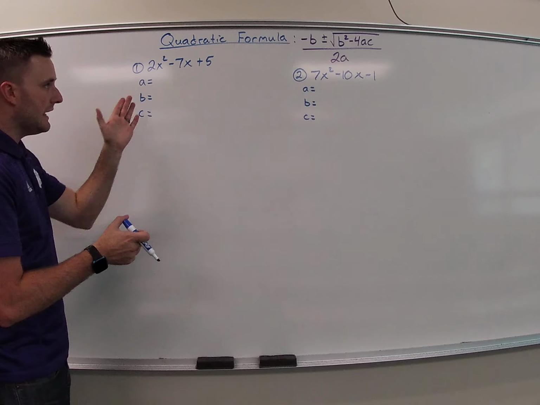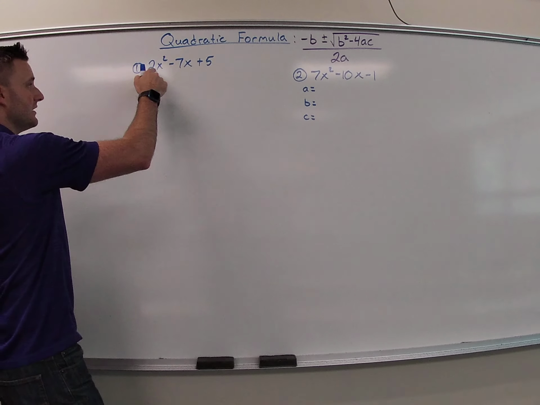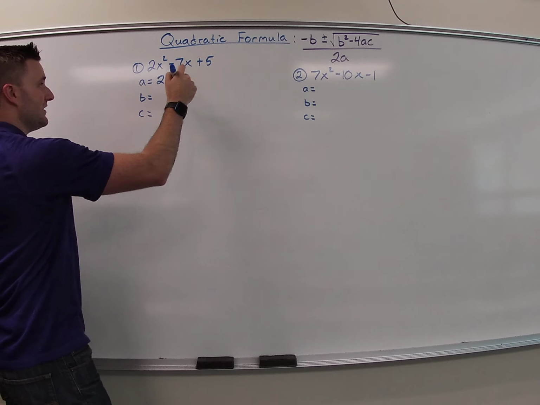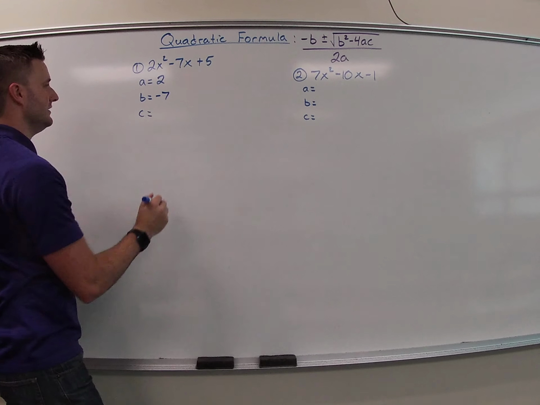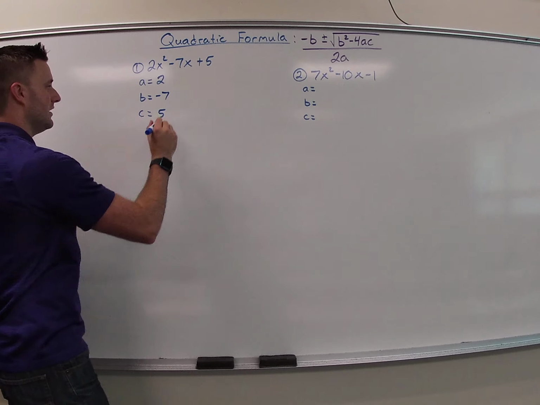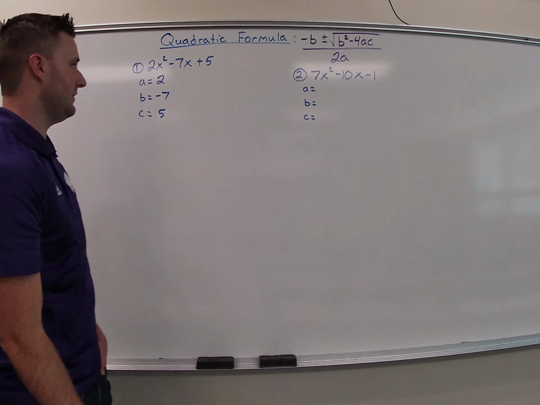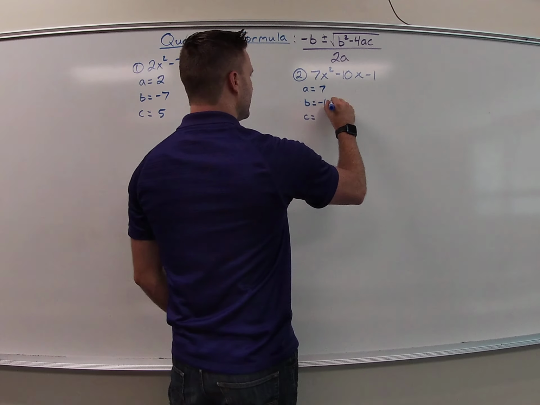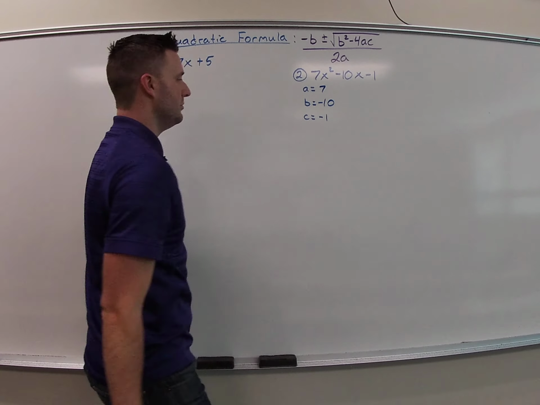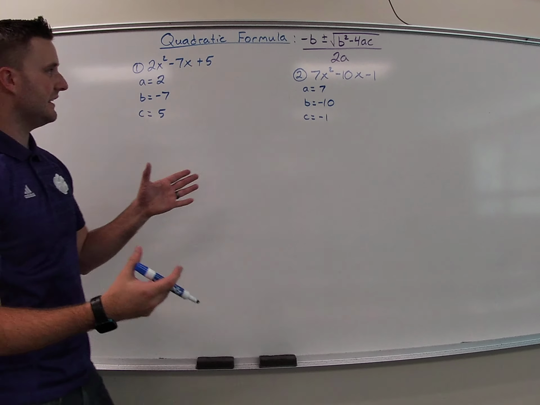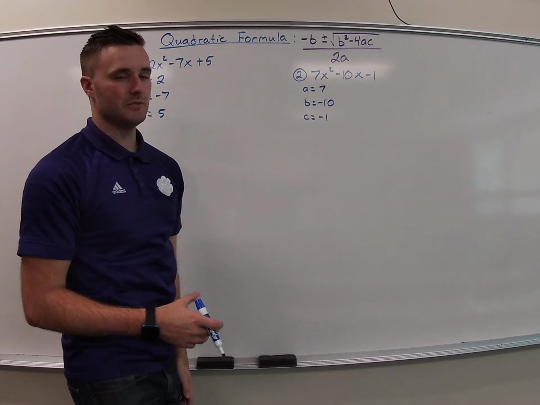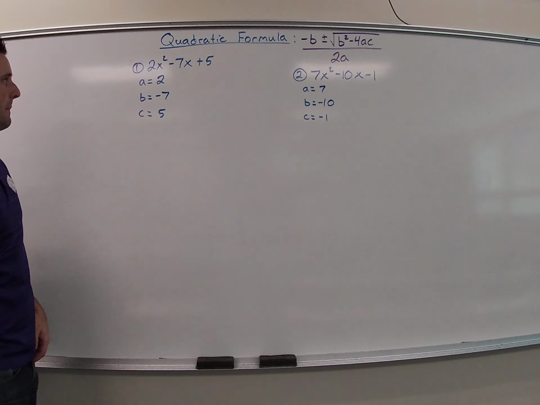Well, first we need a, b, and c. So a is the number attached to x squared, so in this case that's 2. B is the number attached to x, so that is negative 7. And c is the number by itself, or the constant, which is positive 5. Over here, our a would be 7, b would be negative 10, and c would be negative 1. So just finding it in order, ax squared plus bx plus c. So a, then b, then c.